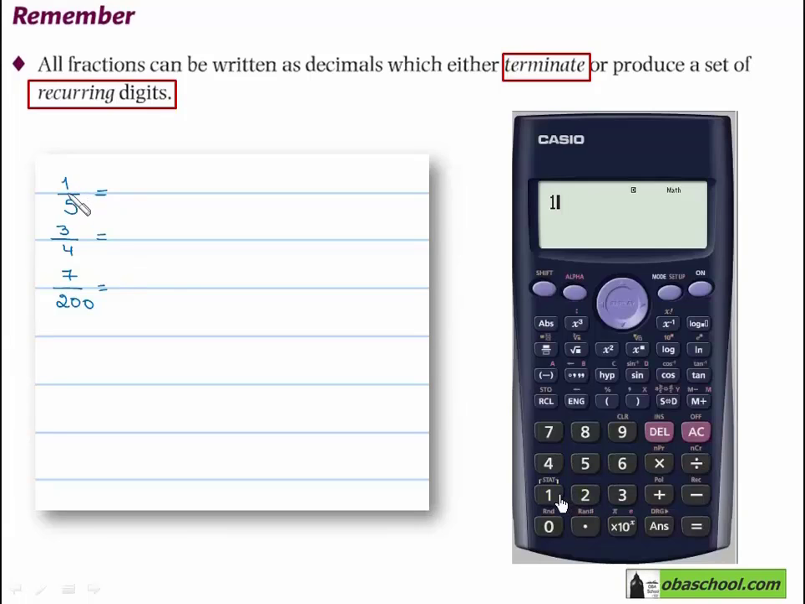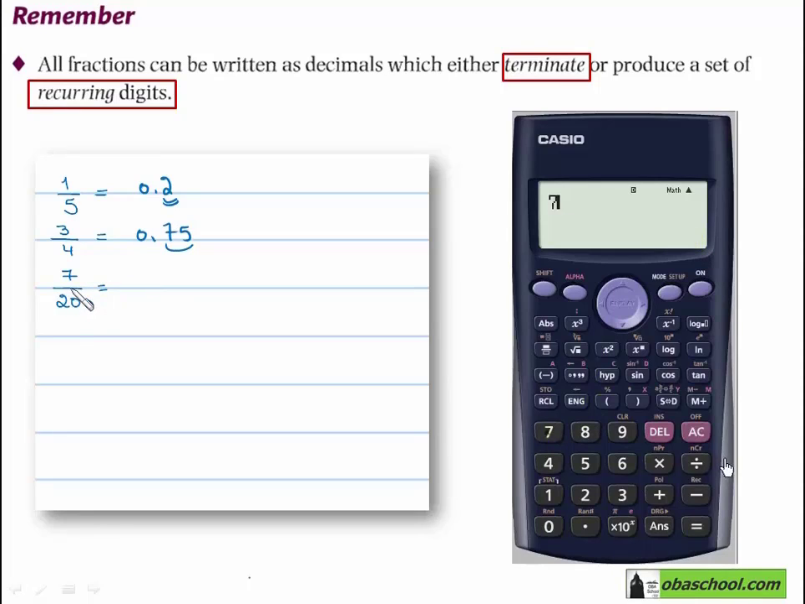Let's divide 1 over 5. The answer is 0.2. I have only one number 2 in the decimal place, and there are no other numbers in the decimal place. Now, let's take 3 over 4. If we divide it, the answer will be 0.75. We have two numbers in the decimal place, 75, and the process of division is terminated.